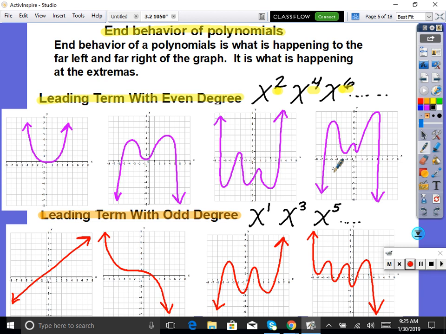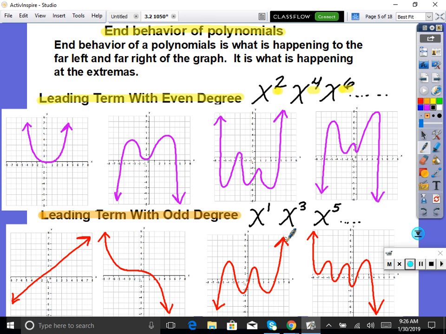Now you're looking at the ends, the end behavior. So what do you notice about even degrees versus odd degrees and end behavior? Yeah, evens are the same, either up and up or down and down. Does everybody see how the end behavior is always the same? Very good. And odds are always opposite end behavior. That will always happen. That's your first rule.